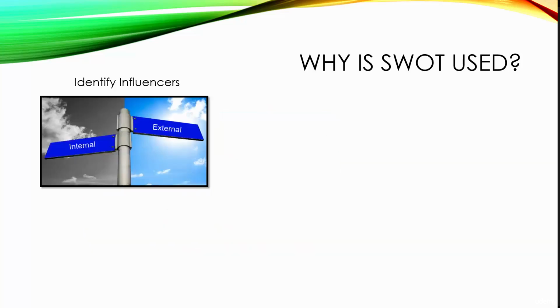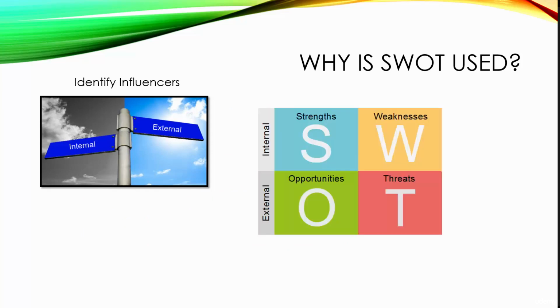So why is SWOT used? Well, the number one thing is to identify influencers. As you can see on the little chart on the right here, this is what a normal SWOT analysis diagram will look like. You've got a box here. This will contain all your strengths. You have a box in the upper right that'll contain all of your weaknesses. Bottom left is opportunities. And bottom right is your threats. And don't worry, we'll go through each of those so you understand exactly what you're looking to put there.